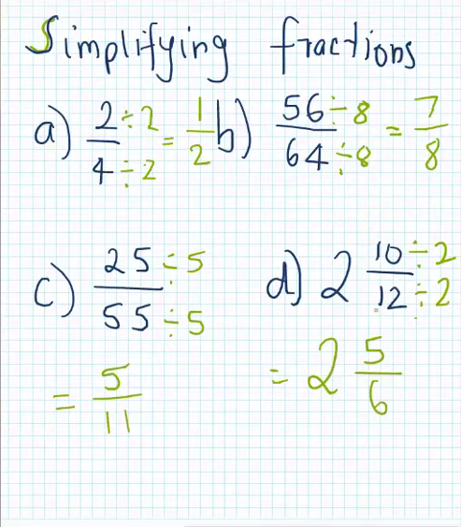Okay, so simplifying means just dividing by the same factor, the same number. The higher the factor, the better it is because the less working out you have. But if you can't think of the highest factor, that's okay. Just keep dividing and simplifying until you can't simplify anymore.